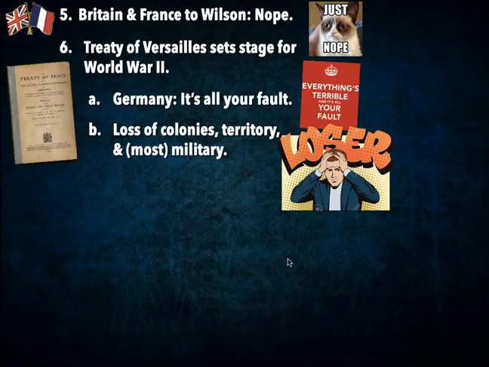They have all of their colonies taken from them, to be redistributed to the winning countries. They are going to lose territory. Some of it will be on the eastern side to help create a new country called Poland, a new country called Czechoslovakia. They're going to lose some land on the west side that will be ceded over to France. And then they're going to have the vast majority of their military power stripped away from them.